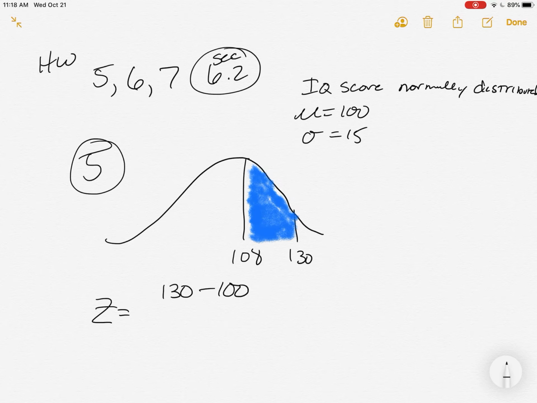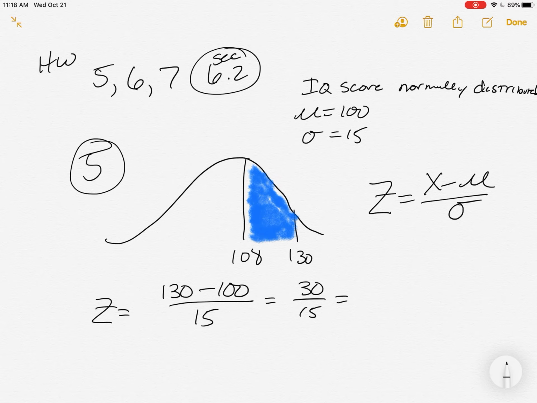So we have to go find the z-score for 130 by subtracting away the mean. Oh, let me write the formula. Z is equal to x minus the mean divided by the standard deviation is the formula. So 130 is the point that we care about, minus 100 divided by 15. That is 30 divided by 15 for the number 2. Excellent. Let's go get the z-score of the other one. That was 108 minus 100 divided by 15. And what's that equal to?